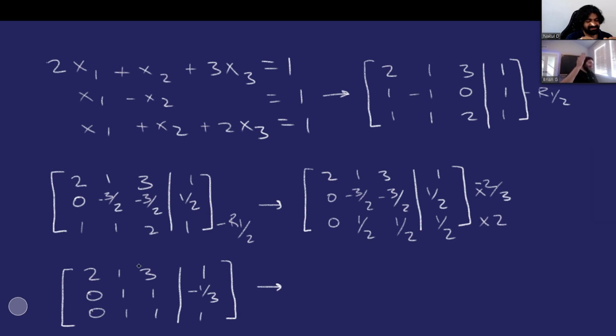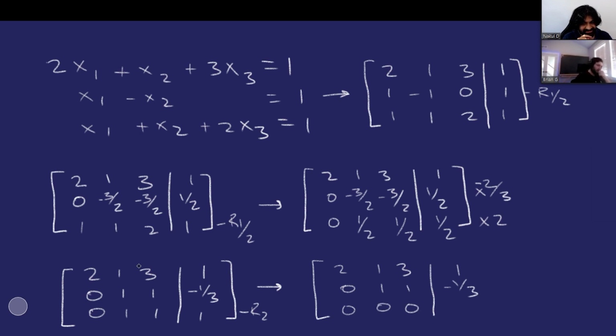Oh, we can just subtract the second row from row 3. Very good, very good. Okay, let's do that. So row 2 out. So now we have 2, 1, 3, 1, 0, 1, 1. And then it would be 0, 0, 0. And then it will be 1 minus negative, so 4/3.